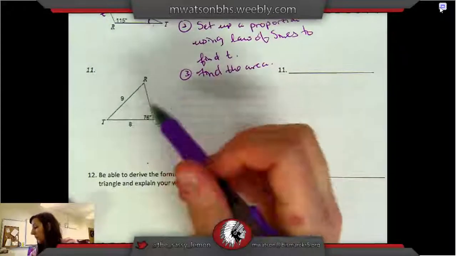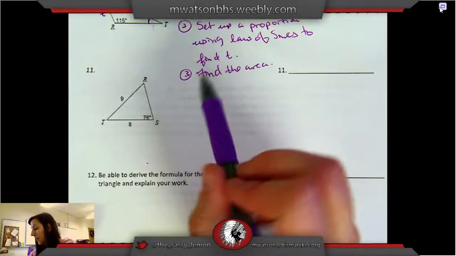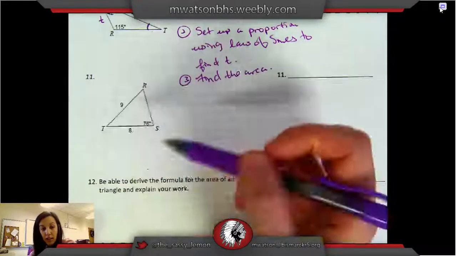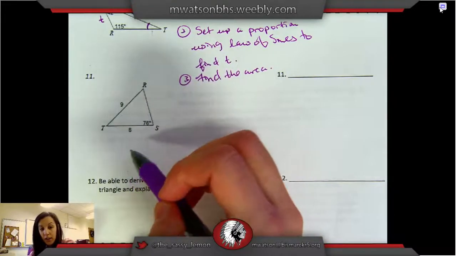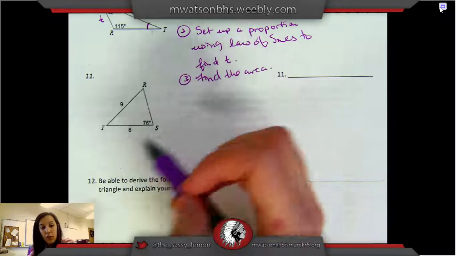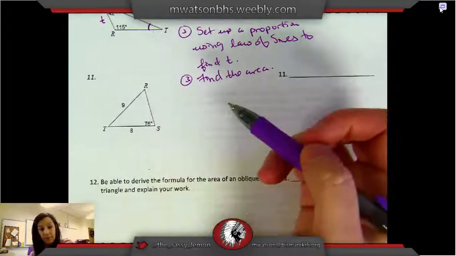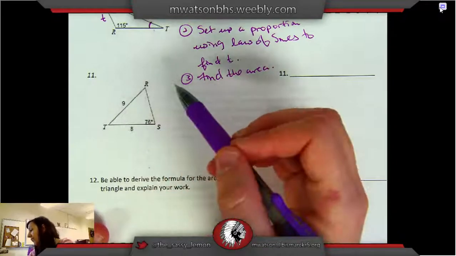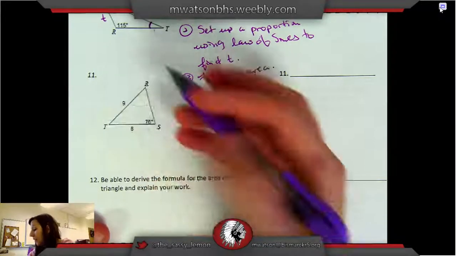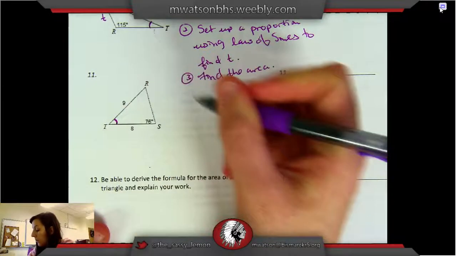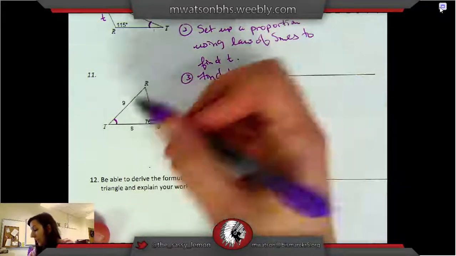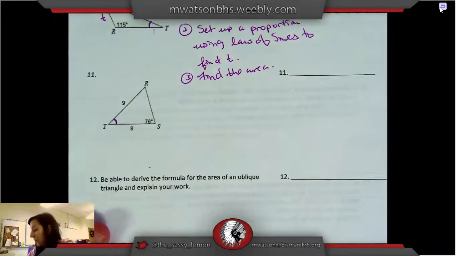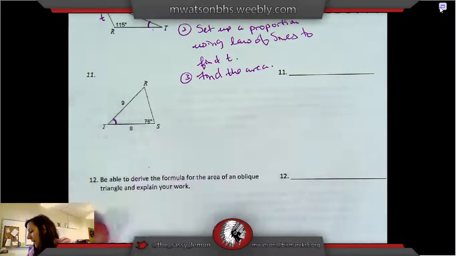With number 11, we're basically going to put into practice the strategy that we did in number 10. So we aren't given a side angle side. So we have to get one. Finding this angle would be the most helpful, because if we found this angle T, then we would have a side angle side without having to solve for another side. So how to find this angle?